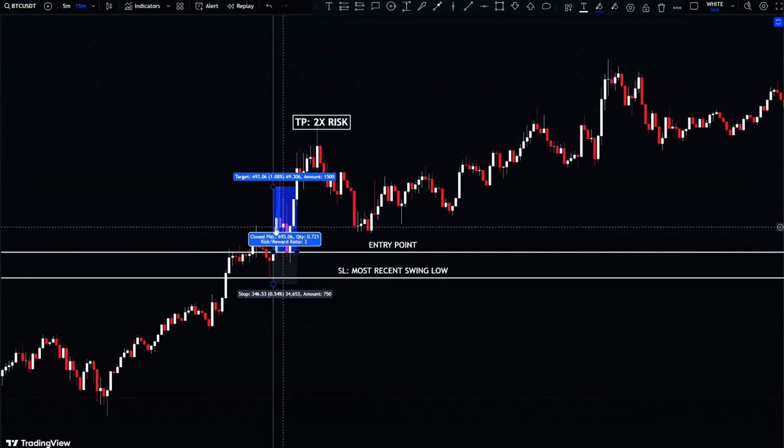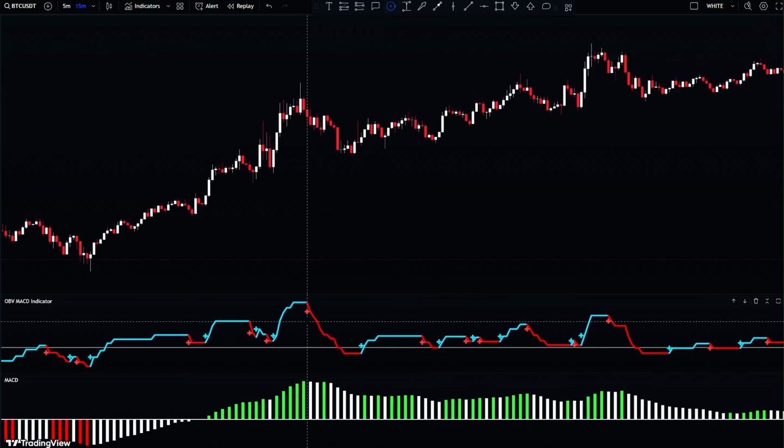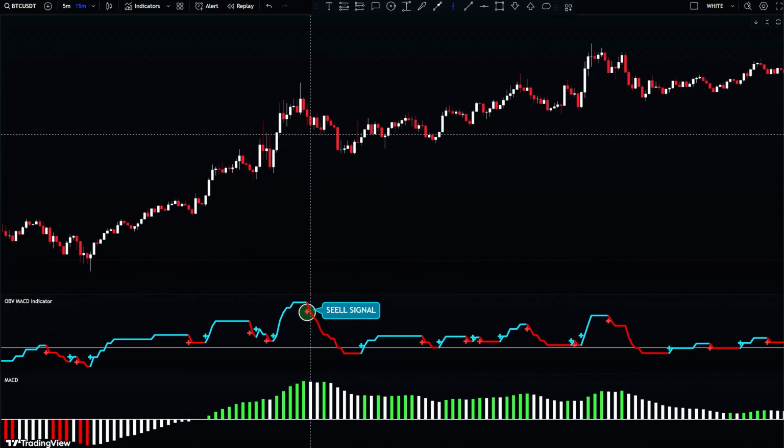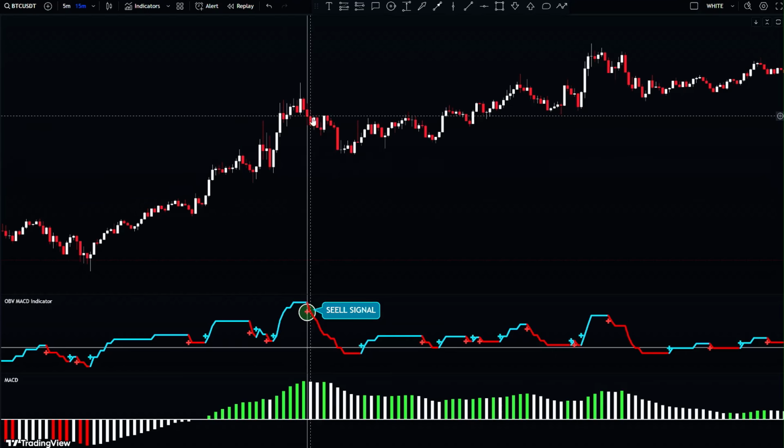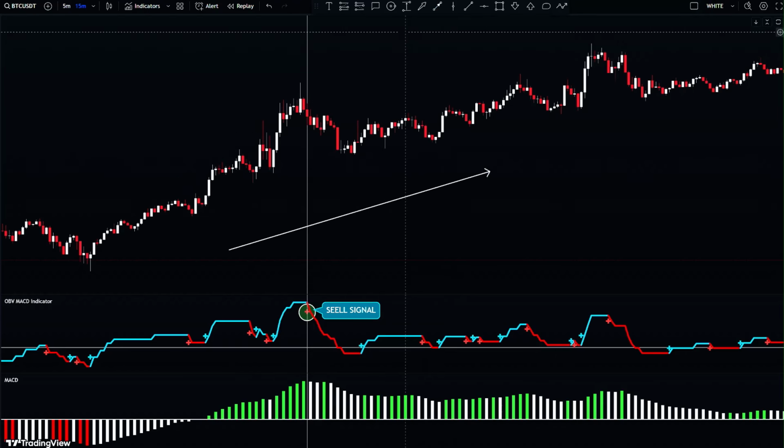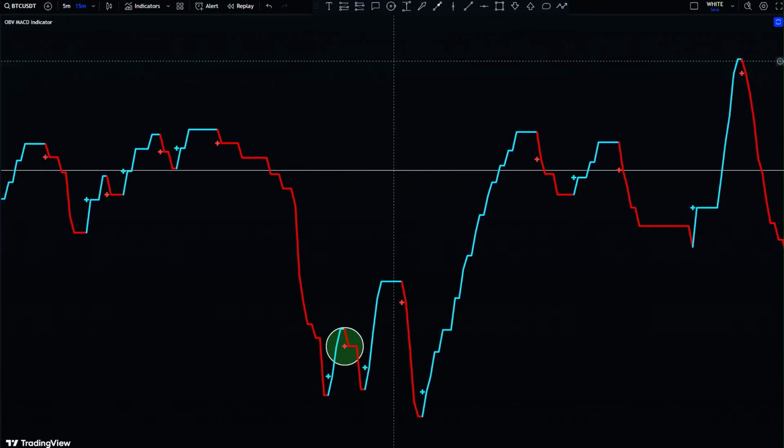With our customized MACD indicator as a confirmation, we can effectively filter out counter-trend signals. For example, if there's a sell signal during an uptrend identified by the MACD, we know it's best to ignore it since it goes against the current market direction. This way, our adjusted MACD helps us focus on higher probability trades that align with the trend.